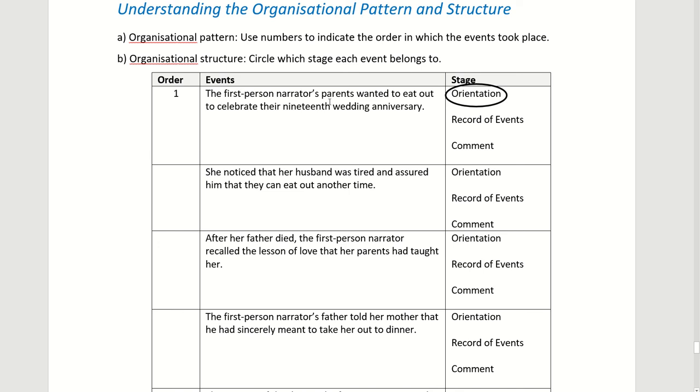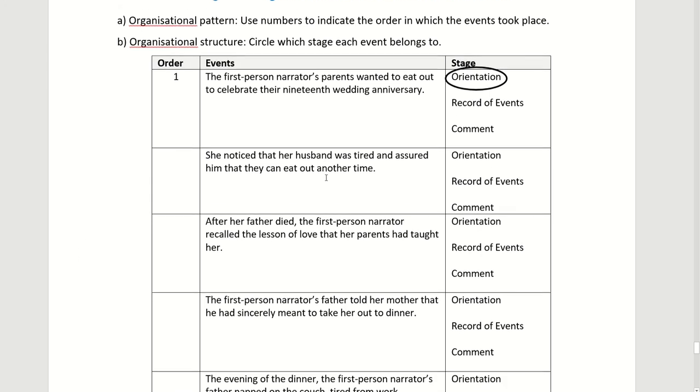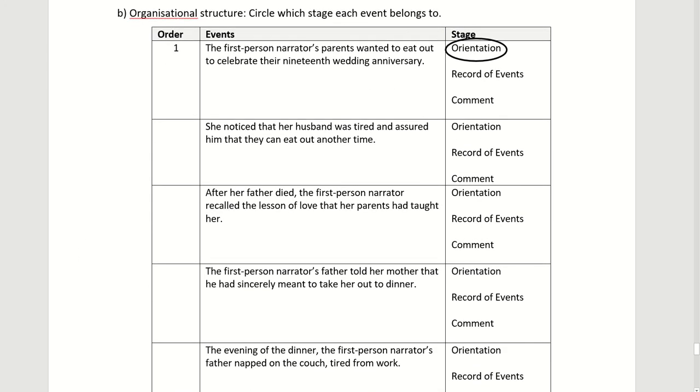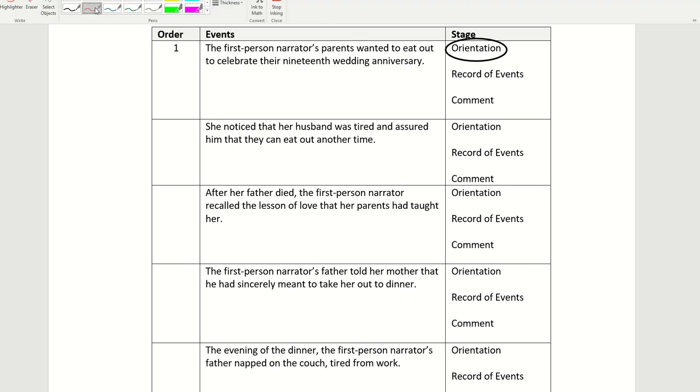The first person narrator's parents wanted to eat out to celebrate their 19th wedding anniversary. Okay, next one. She noticed that the husband was tired and assured that they can eat out another time. So what stage is that? It seems to me that it is a record of events. Okay. So I'll circle that.